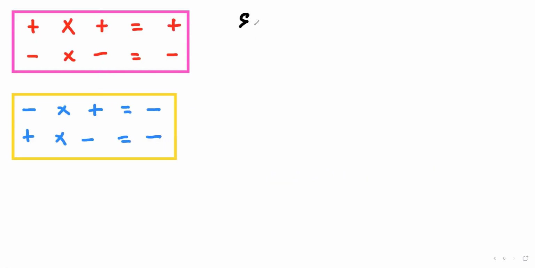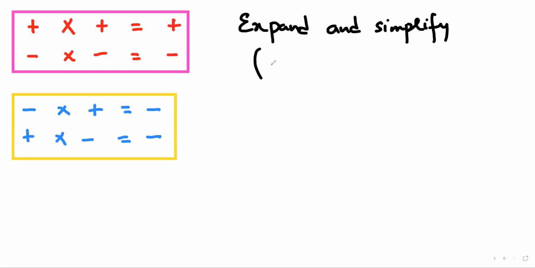I want you to expand and simplify. Let's say in the bracket x plus 4, and in the second bracket you have x minus 1. Now the difference between this and the previous examples and practice that we've done is that this one has a negative, right? So how do we expand this?